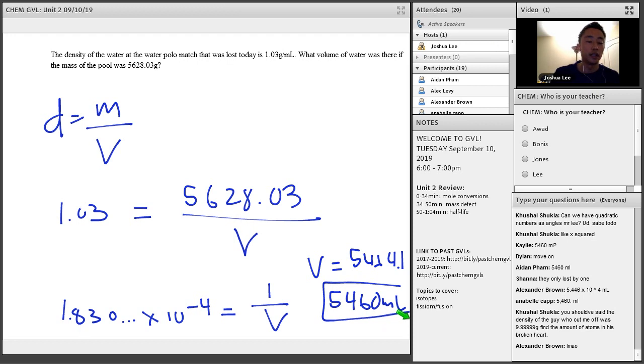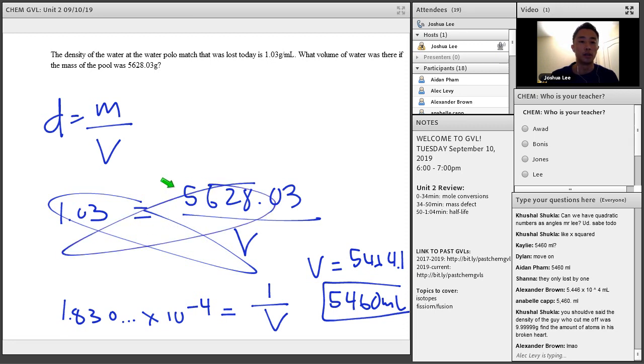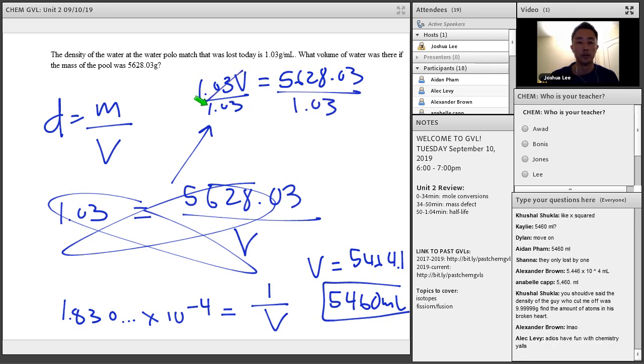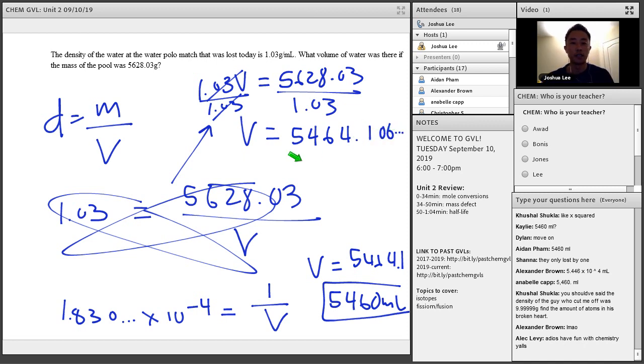I always suggest that anytime we have variables on the bottom, just cross multiply so no variables are on the bottom. So if you cross multiply, it would be 1.03 V equals 5628.03. Then you divide both sides by 1.03. So V equals 5464.106..., but with the correct number of sig figs, 5460 milliliters.